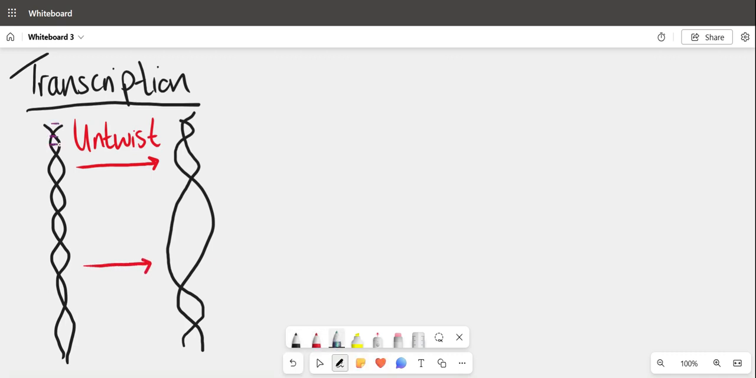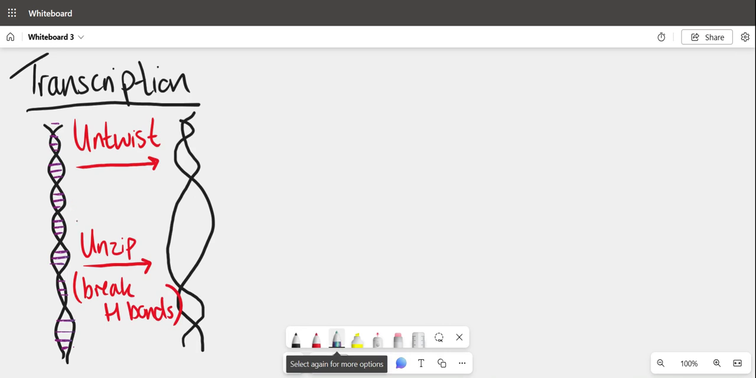So you might remember that this double helix is held almost like a twisted ladder because the bases in the middle are held with hydrogen bonds. So we need to break the hydrogen bonds that are holding those two strands together. And another name for that is to unzip. What it means is to break the hydrogen bonds that are holding those bases together in that ladder shape.